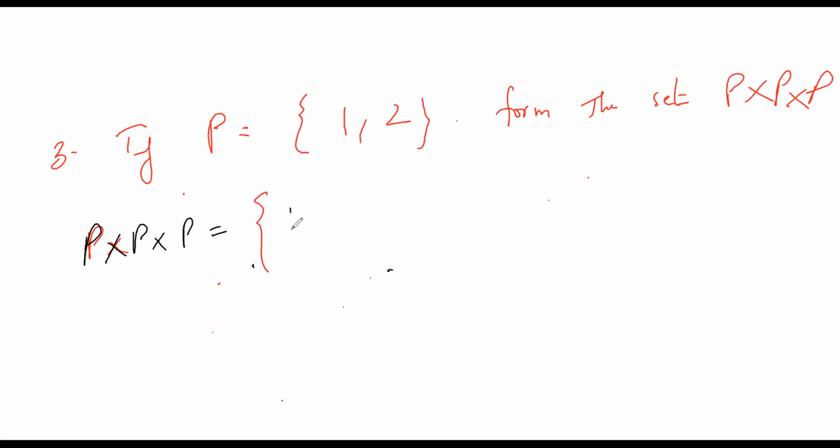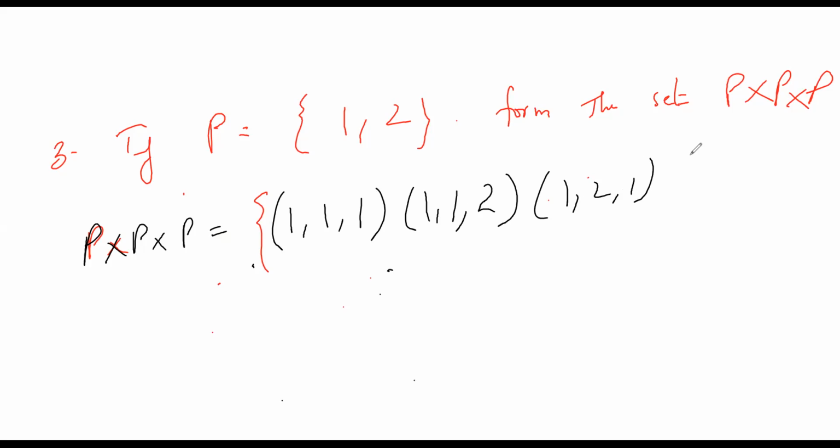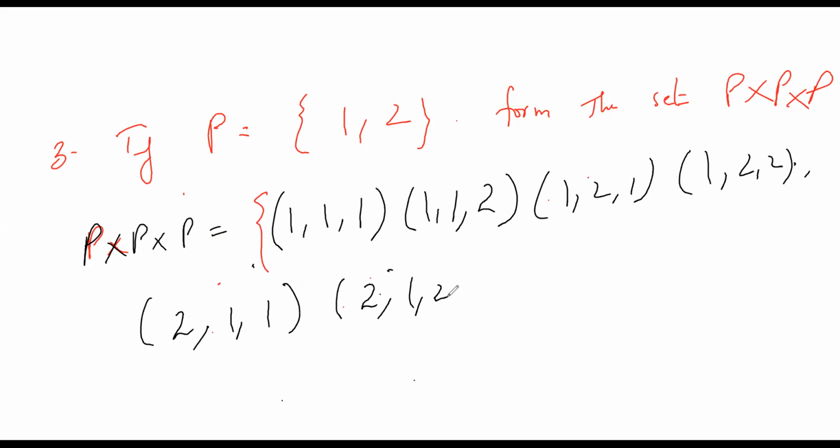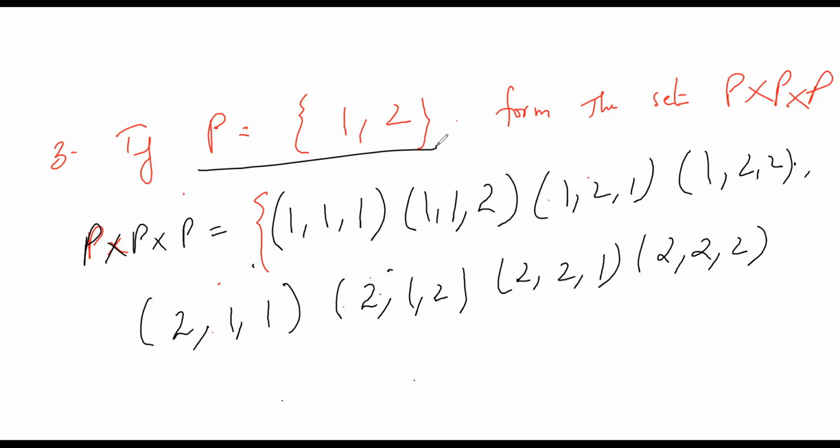So what do you put here? 1 1 1 first set, then 1 1 2, 1 2 1, 1 2 2. I hope everyone is following what I'm telling you. 2 1 1, 2 1 2, 2 2 1, 2 2 2, because we are writing the P 3 times, correct?